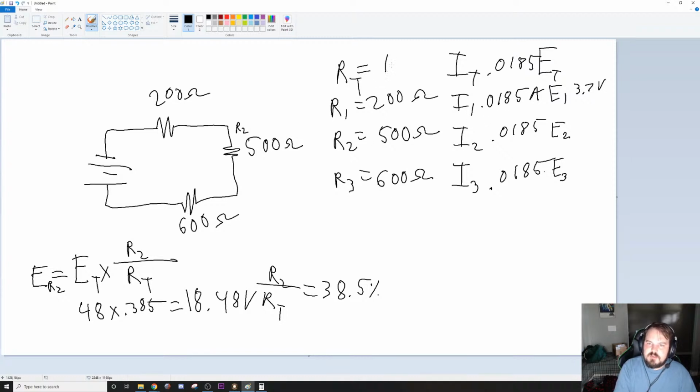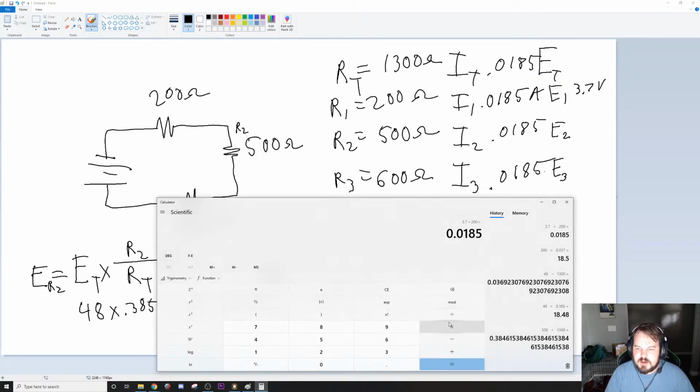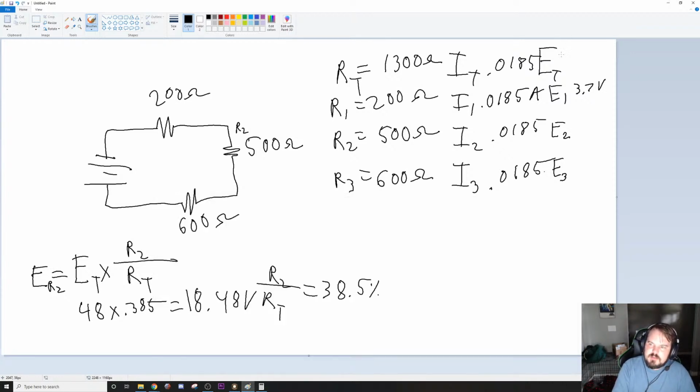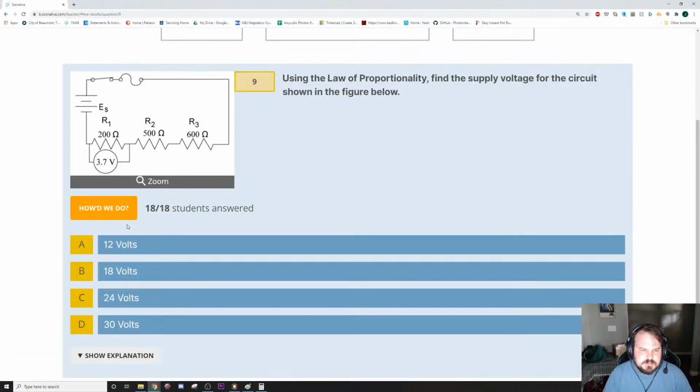We know we have 1300 ohms. And now you just have to multiply it on out. I already have it in the calculator, so I'm just going to times 1300. 24.05. So roughly 24 volts. And there it is.